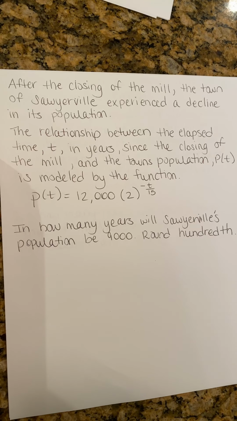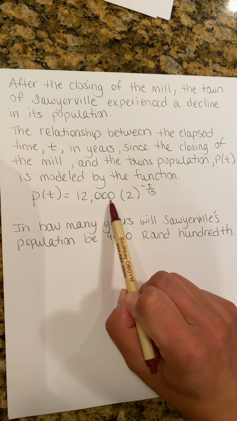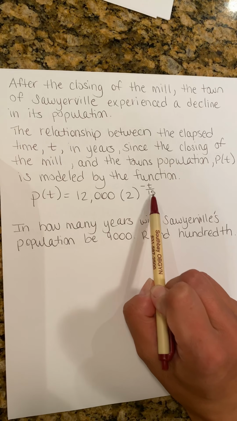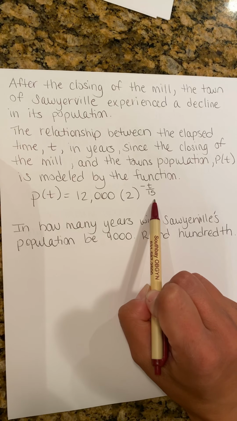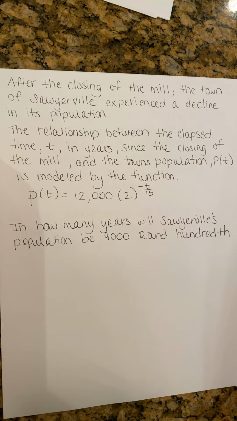After the closing of the mill, the town of Sawyerville experienced a decline in its population. The relationship between the elapsed time, T, in years since the closing of the mill and the town's population, P of T, is modeled by the function. So our function is P of T equals 12,000 times 2, and now it's raised to the negative T divided by 15. So it's raised to a fraction. So this one's going to correspond to number 3 that you need to do, okay?